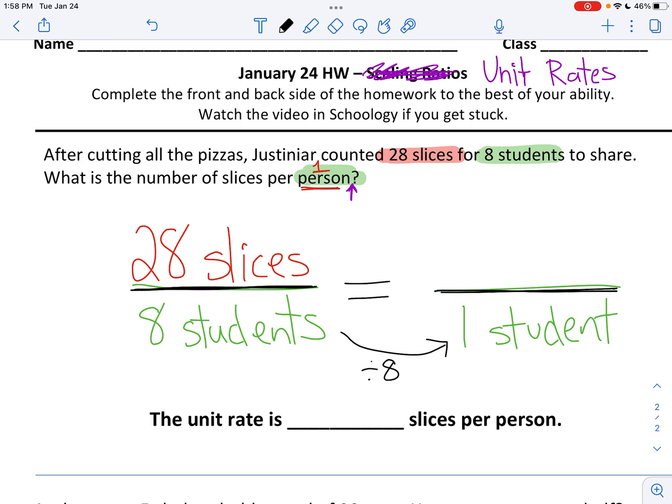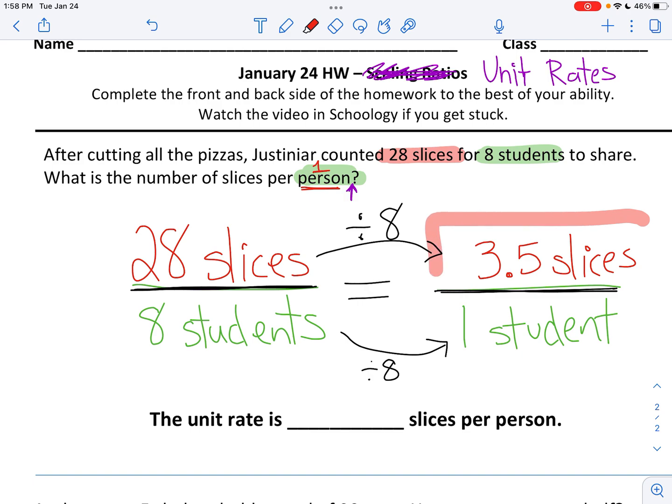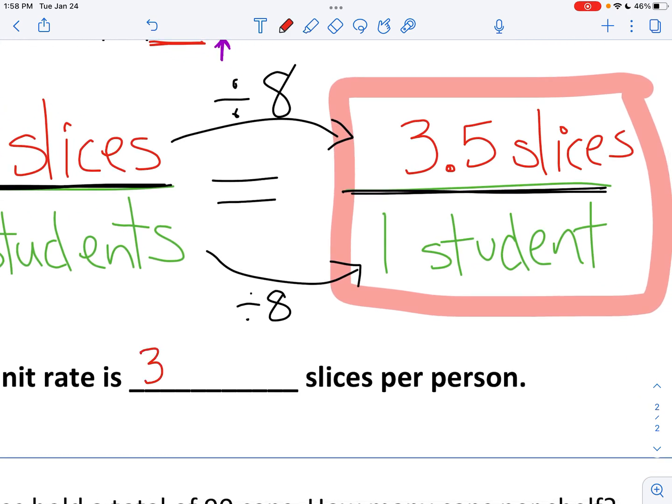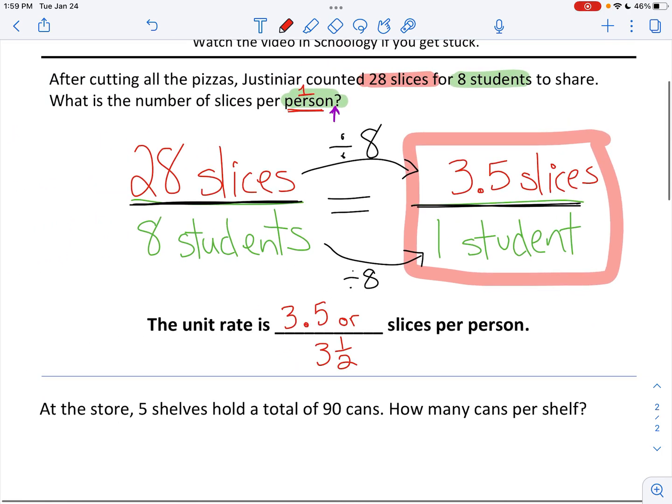So I'm grabbing my calculator here. 28 divided by 8 is 3.5, or 3.5 slices for 1 student. Every time 1 student has a plate, there will be 3.5, or 3 5/10 slices per person, right?